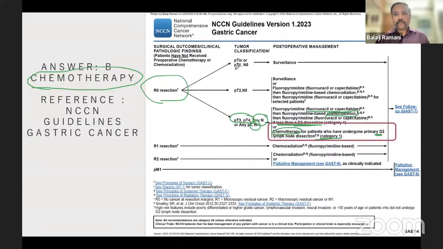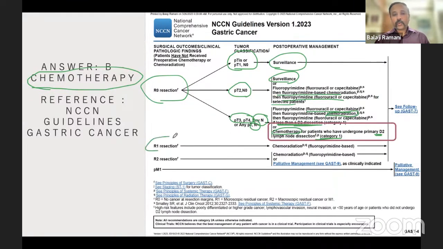And again, remember, when will you not give chemotherapy in gastric cancer? Suppose it is a TIS or a T1 tumor, then definitely it is going to be only surveillance. If it is a T2N0 tumor, then you have the option of surveillance and again chemoradiation. So T2N0, you can still consider going in for chemo radiation.